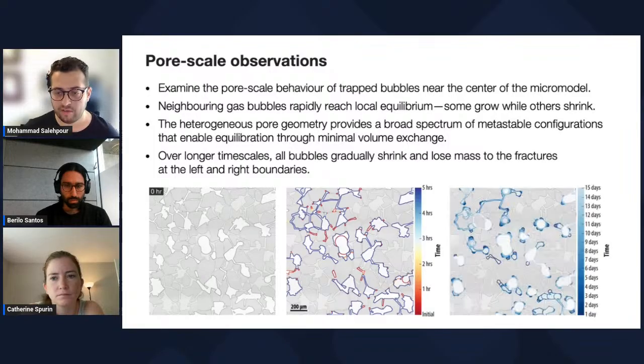However, after a period of 15 days, all of these bubbles collectively start losing gas. That's where the effect of boundaries is felt in the middle of the microfluidic, and all the bubbles start depleting into those boundaries or sinks.